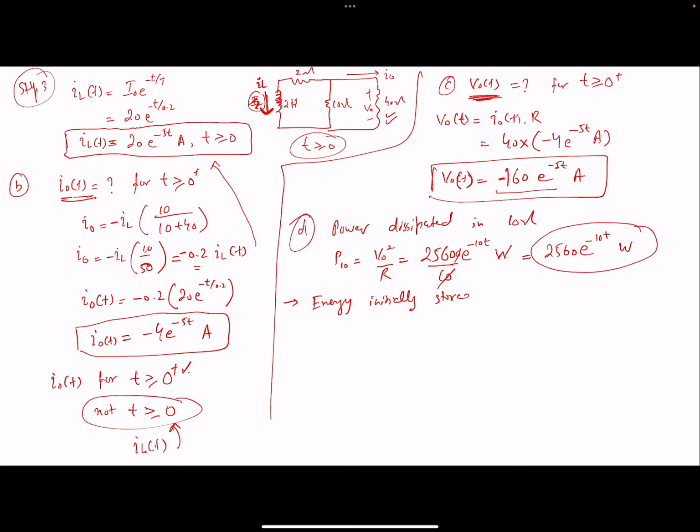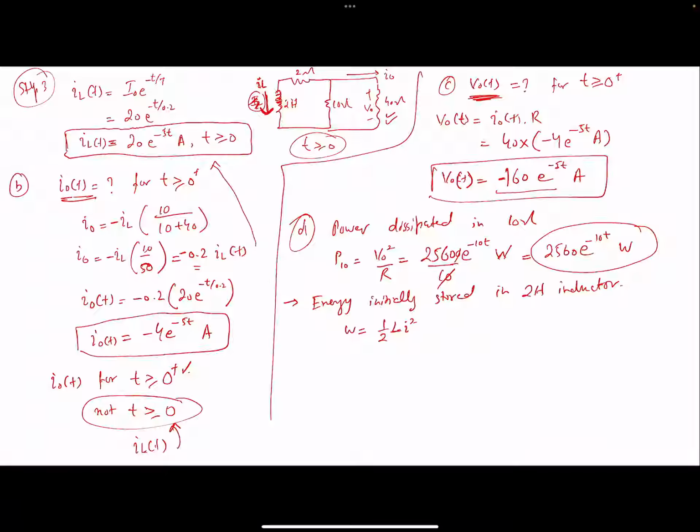Energy initially stored in the 2 Henry inductor. You can easily figure it out, because we derived this equation in one of the original introduction lectures, where we looked at how much energy is stored in an inductor, where W equals half L i squared.